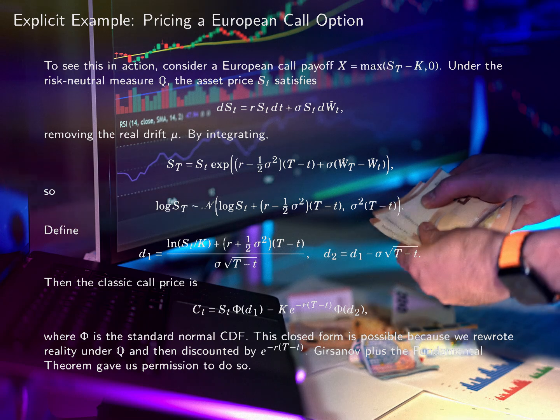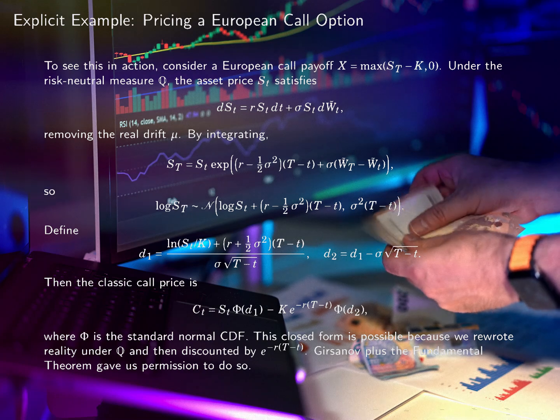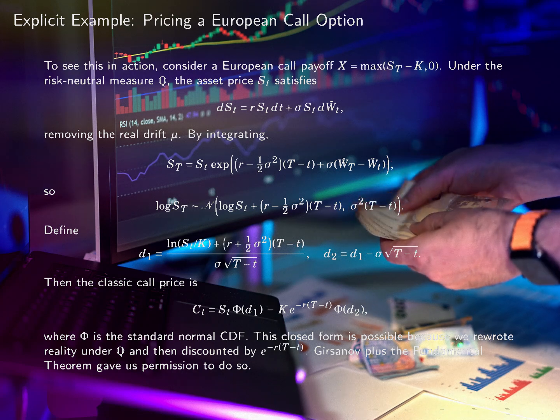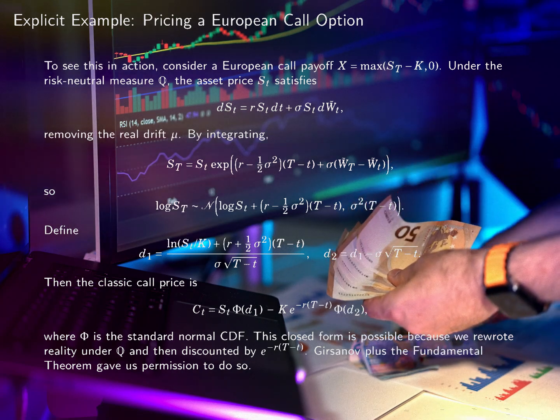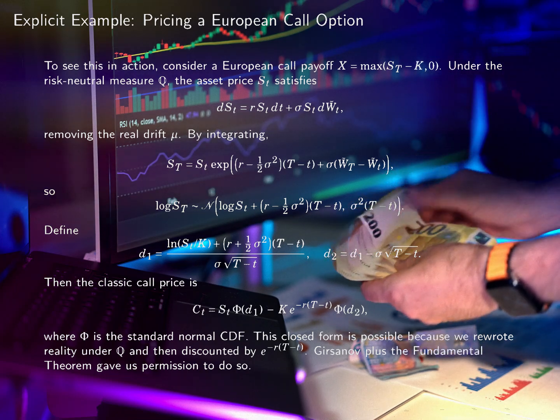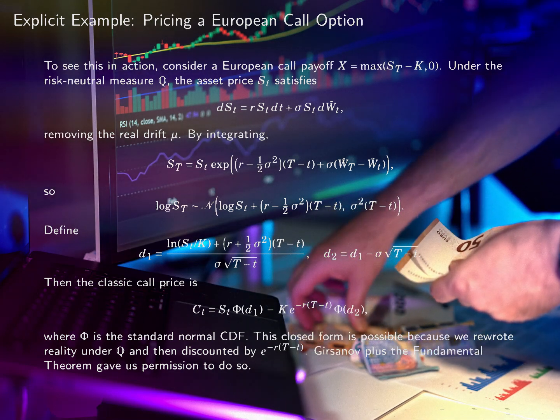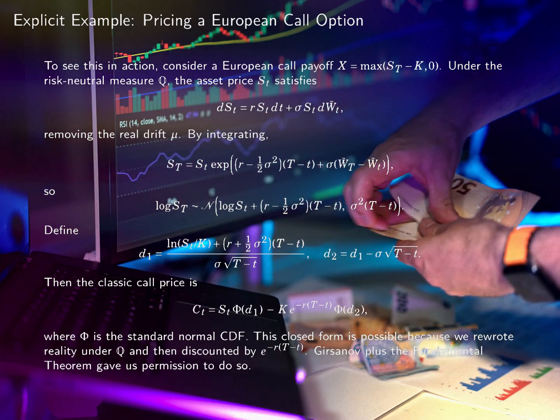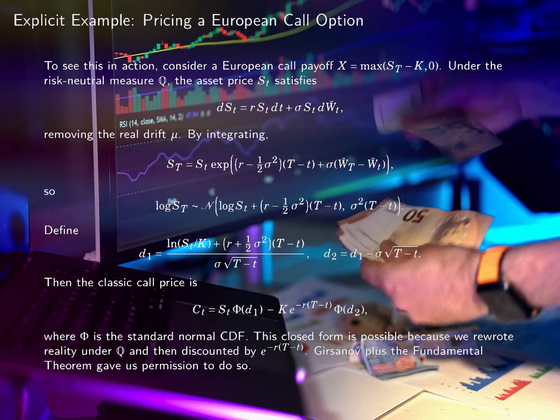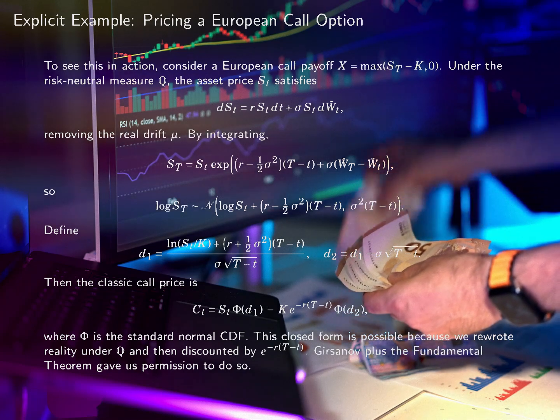Now we define two expressions, d1 and d2. d2 equals d1 minus sigma square root capital T minus t. Then the final pricing formula, brace yourself. It's breathtakingly clean. Call price at time t, capital C sub t. Here phi is the standard normal cumulative distribution function, and that's it. A closed-form solution born from measure change, stochastic calculus, and no arbitrage. This is the beauty of the risk-neutral world made real. A world where pricing is probability and value is expectation.